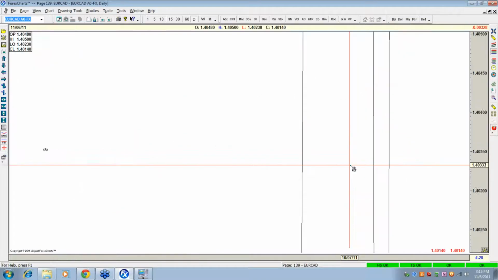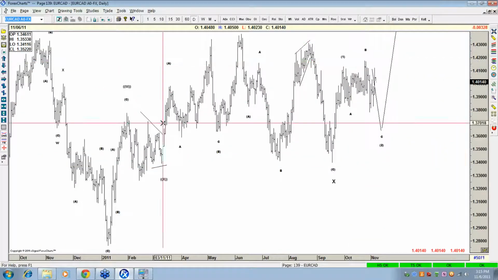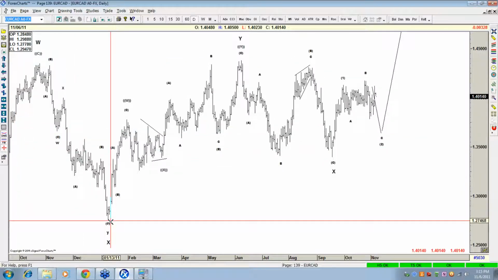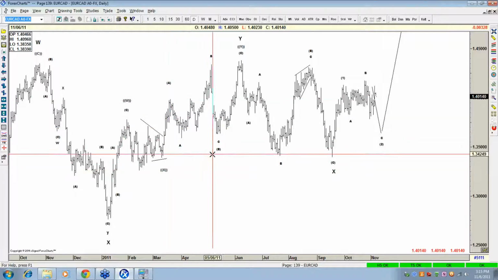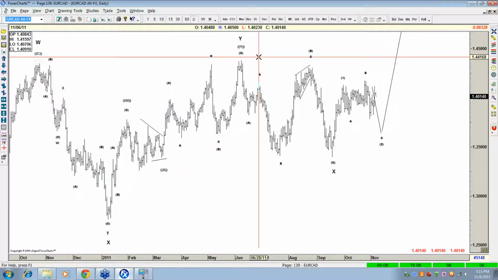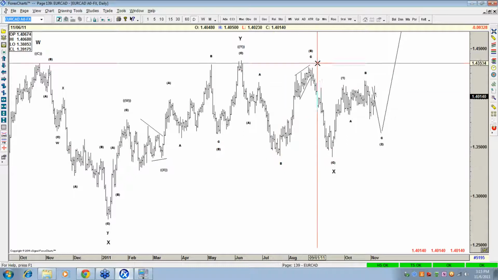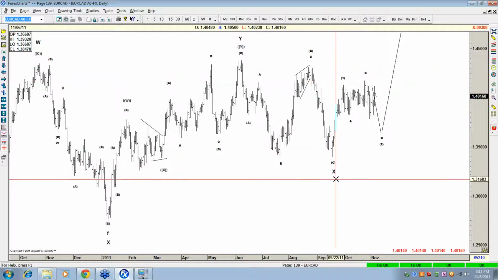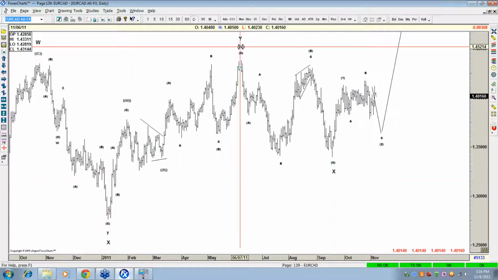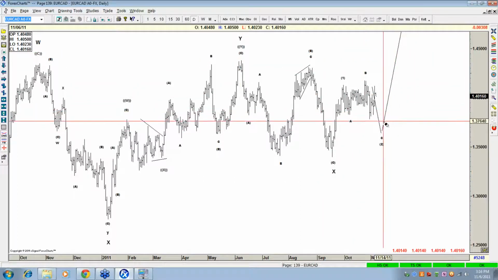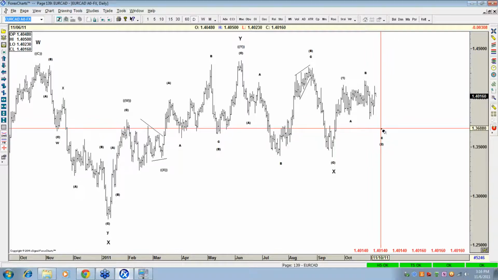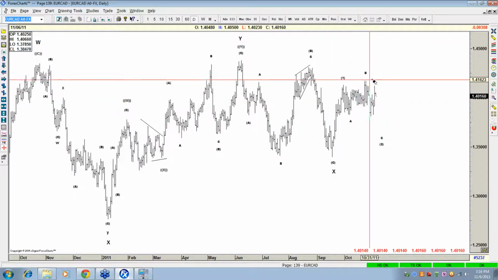Because on the daily, the structure is very clear. When you got A, B, C, W, S, A, B, C, Y, and then you have A flat B, Z, and this is S. This was a three-wave move. You should expect a three-wave move higher to about a new high right here.